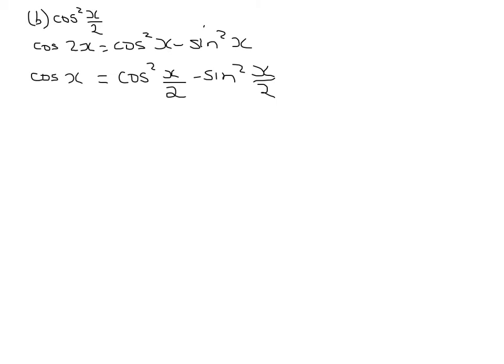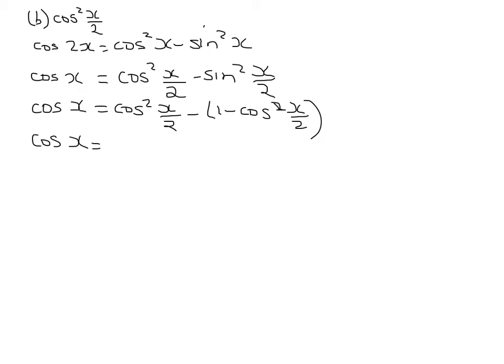Okay, and it's in terms of cos squared. So we need to replace that sine squared because there's no rules to integrate that. So that's 1 minus cos squared x on 2. So cos x equals 2 cos squared x on 2 minus 1. And then we make cos squared the subject.